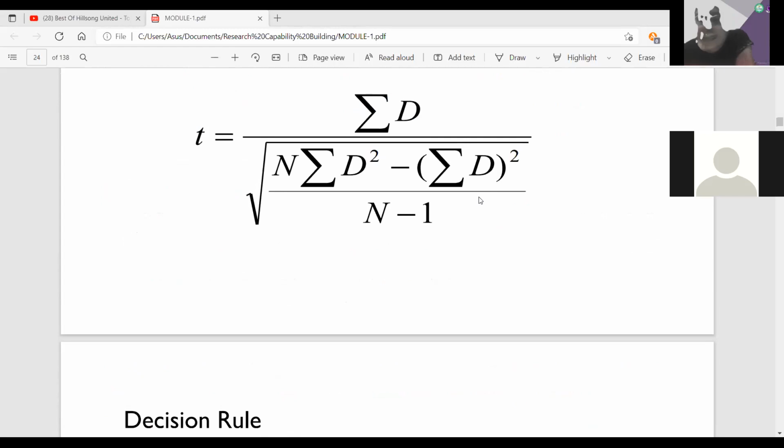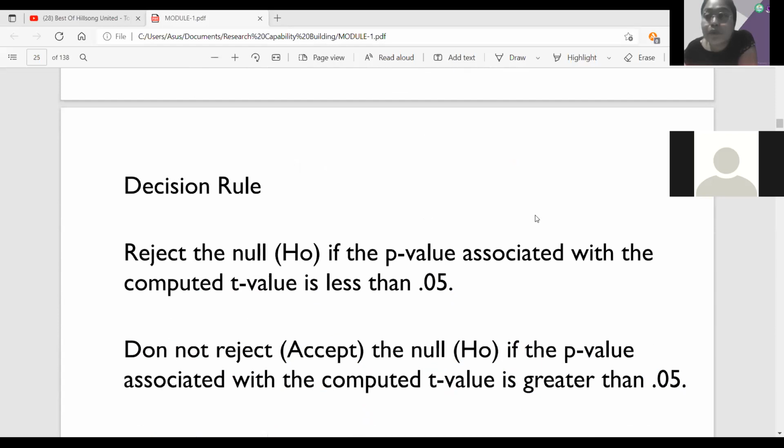This is the formula if you are going to do a manual computation, but since I expect you to have a lot of respondents, syempre, we will not be doing the math manually. So we will be using the software. Just lang tayo ha, kasi may bayad yung SPSS and wala tayong license for that.